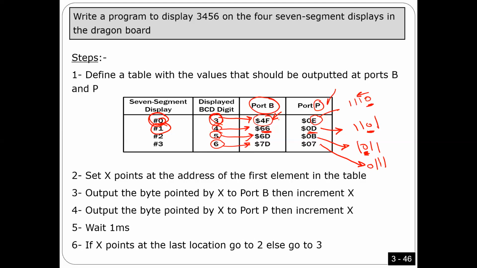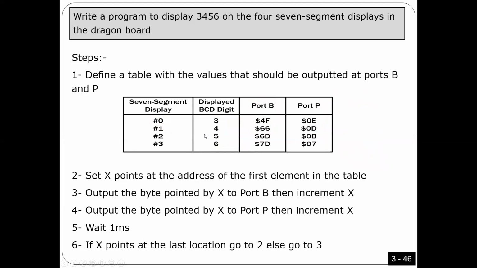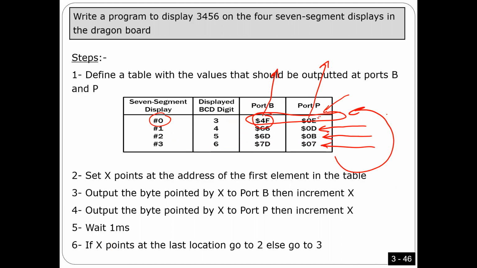So this is the main idea. The main idea is I'm gonna make a table. In this table, in one iteration, I'm gonna send this one to port B and this one to port P, so that this value is gonna go to display 0, right? Because this one is gonna send it to 0. In the next iteration, I'm here. Next iteration, I'm here. Next iteration is here, and then I'm gonna come back and repeat again. Okay, is that clear?